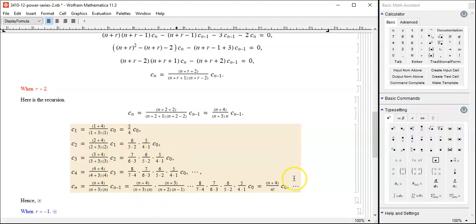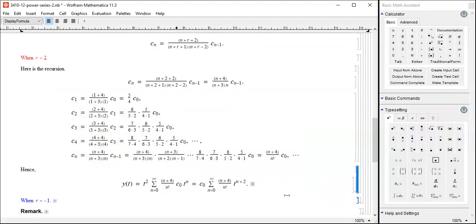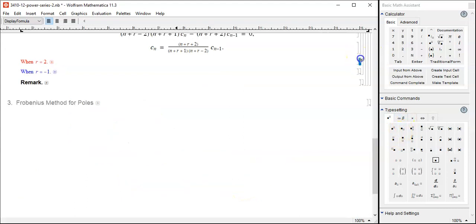Trying to find any kind of pattern is most of the time just a waste of time. But in this particular case, it is possible to find a pattern. And then we get a Frobenius series. All right? Okay? That's the general term, so we get that. Now, let's do the same thing when R is equal to -1. Okay, plug in R equals -1 here.